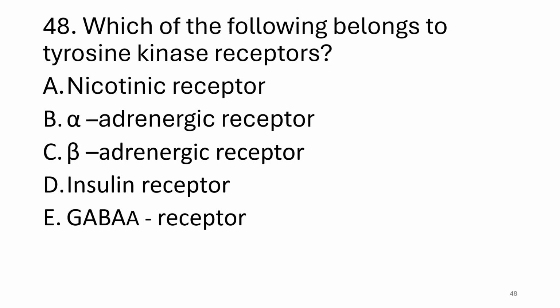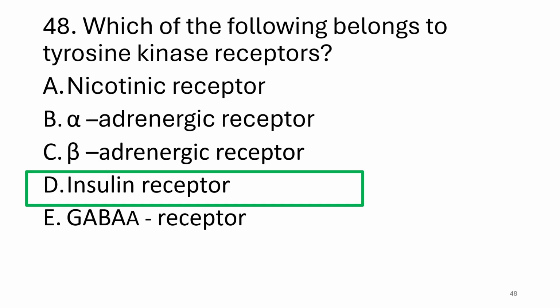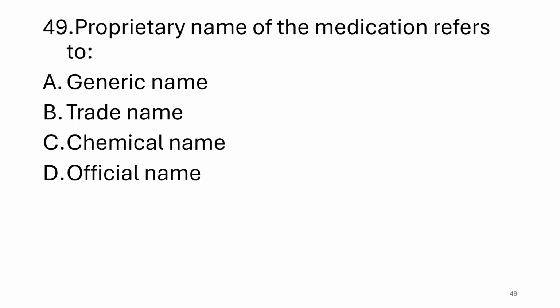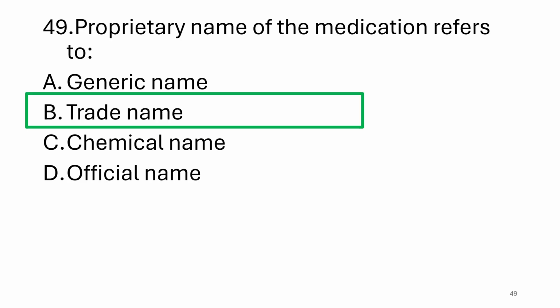Question number 48. Which of the following belongs to tyrosine kinase? The correct answer is insulin receptors. Question number 49. The proprietary name of the medication refers to? The correct answer is trade name. So proprietary name, trade name, or brand name.